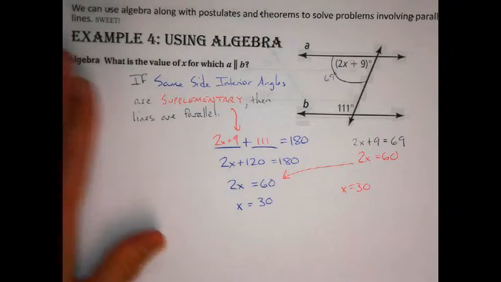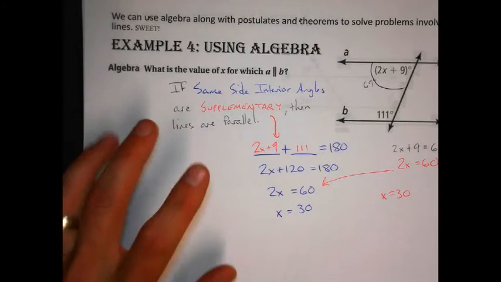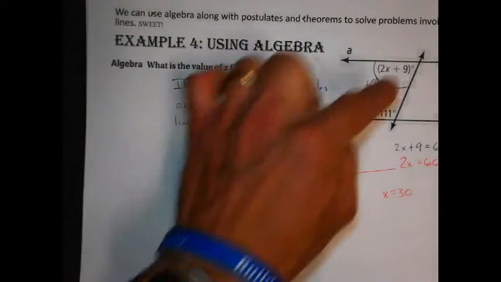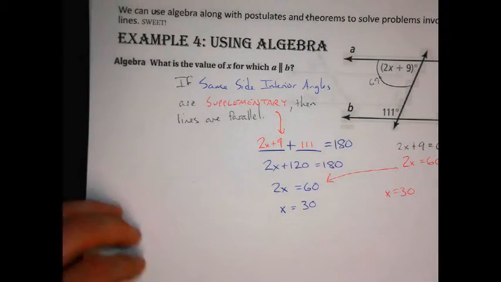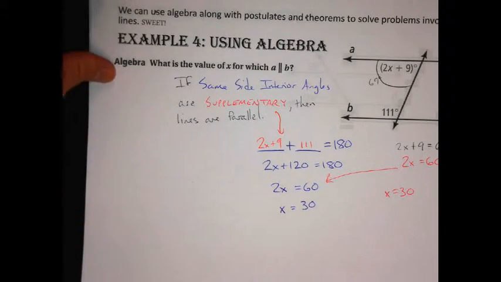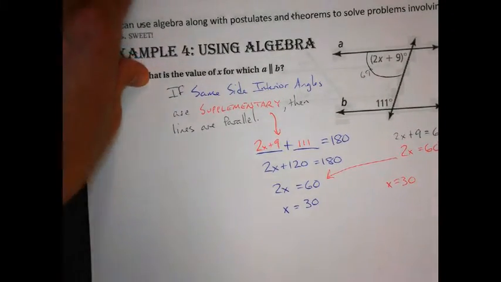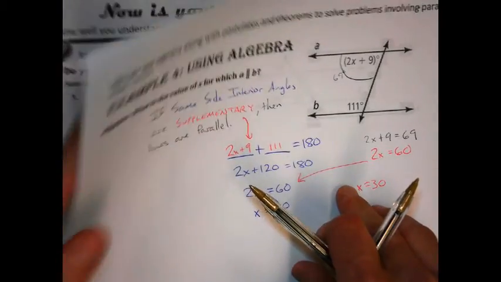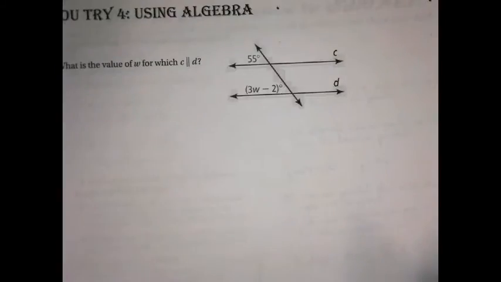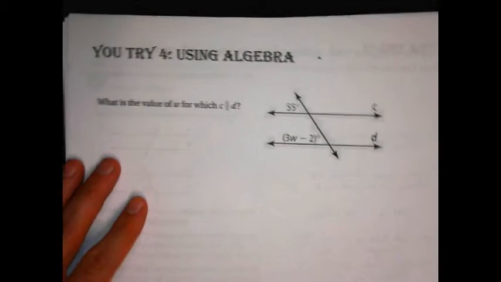The key is to know technically the converse of the same side interior angles theorem, but just know what it says. If the same side interior angles are supplementary, then lines are parallel. True? True? True? Good. Next. Okay. So we're done with that. Hooray for algebra. I love algebra. Anyhow, moving on. Some more algebra.